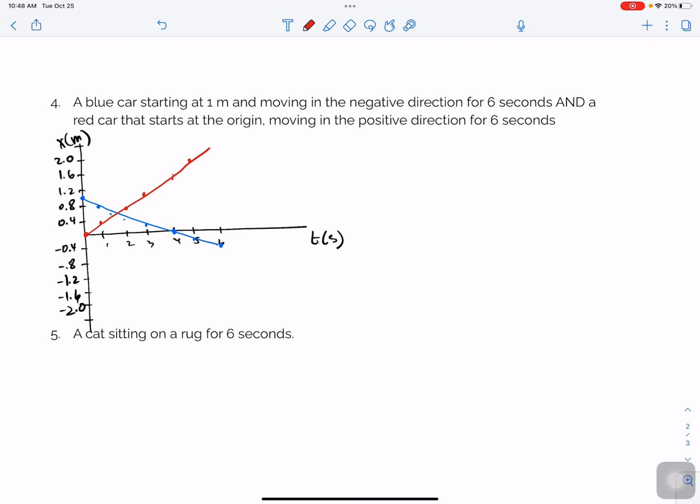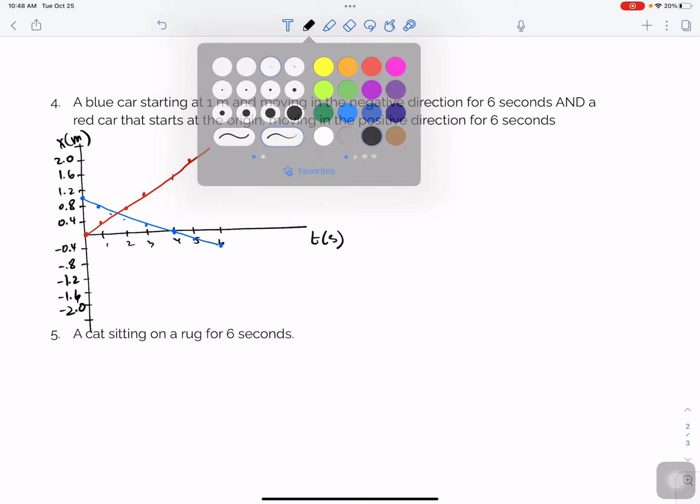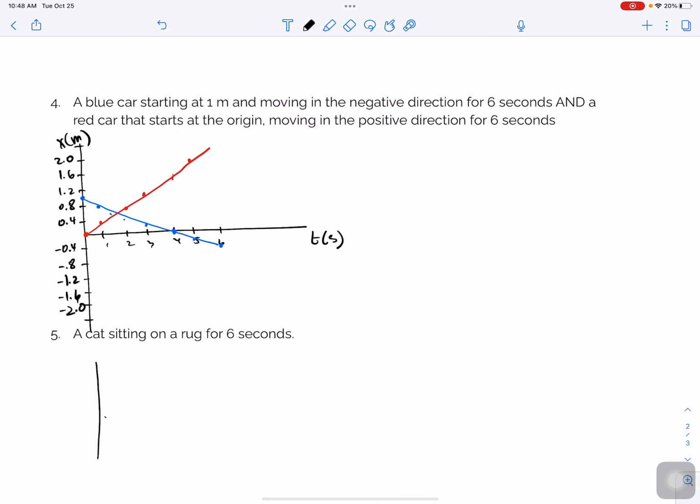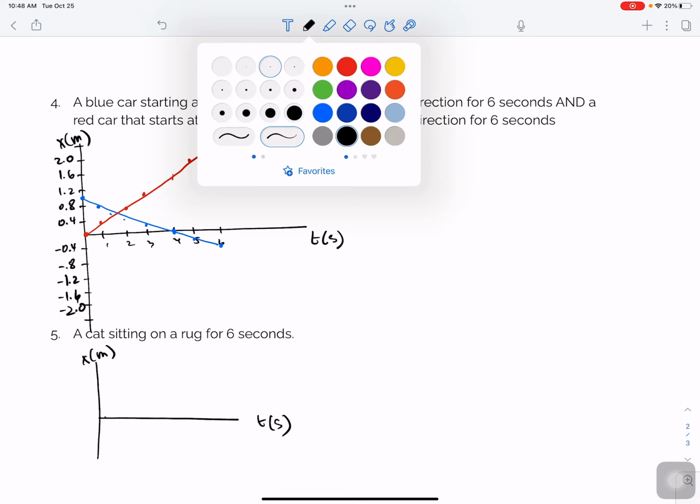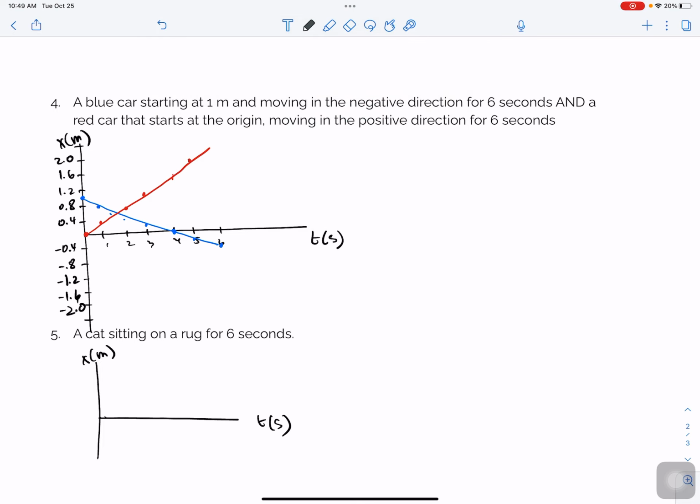Cat sitting on a rug. You can kind of play around with this one. The important thing, let's see, what color of cat do we have? Let's do a gray kitty. Gray kitty sitting on a rug. And you can actually put this wherever you want, because I didn't specify. If you want the cat to be the origin, then you could do it like that. Or you could do it up here, or you could do it up here. The important thing is I have a flat line.